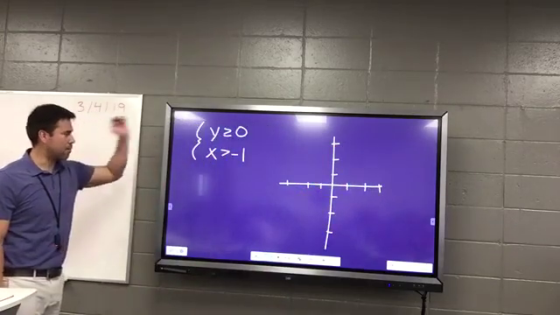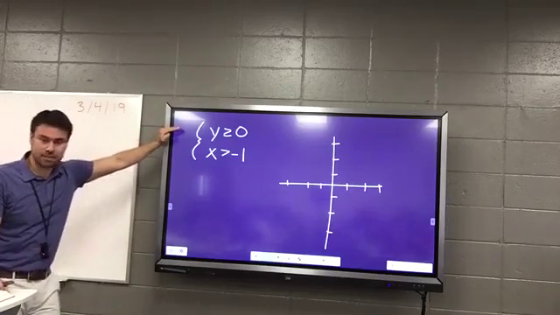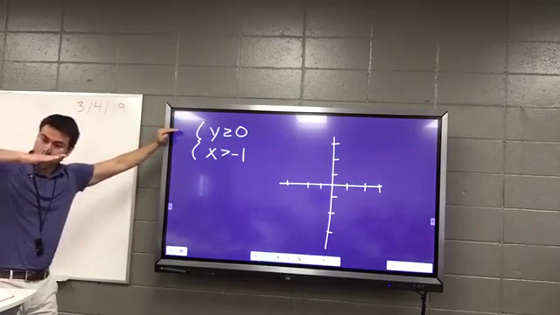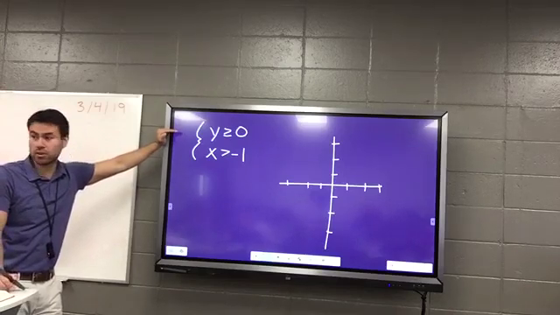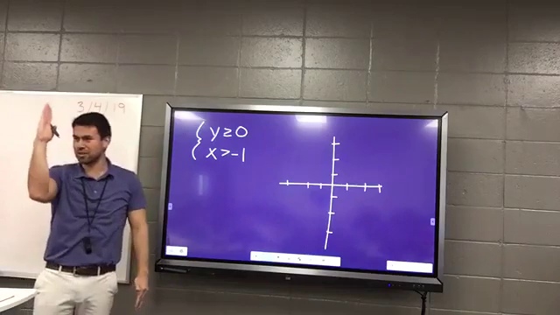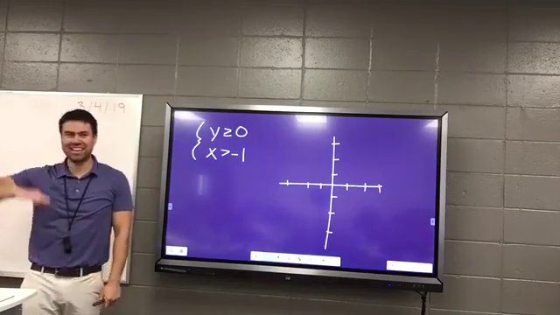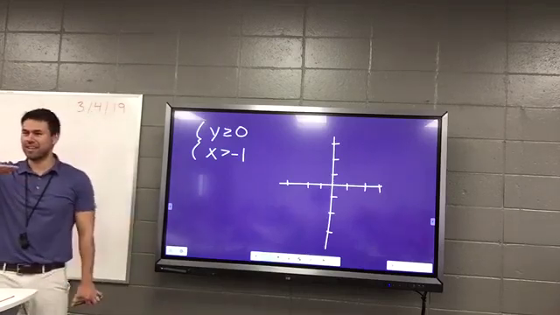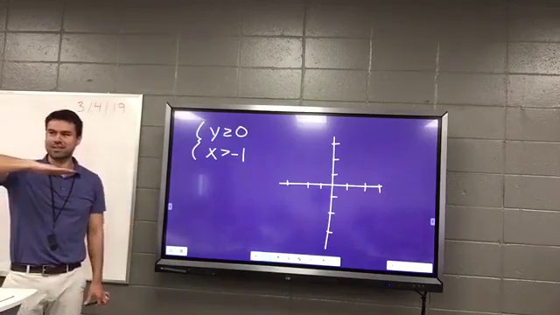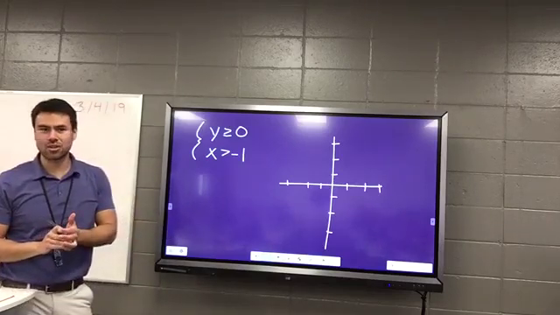Does anyone remember what kind of line y is greater than or equal to 0 would be? It's either horizontal or it's vertical. It's not both, it's one or the other. Throw your guess up there. Some of you aren't guessing yet, you're waiting for your friend to give the guess so you can get the guess.